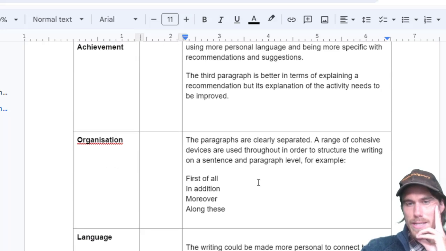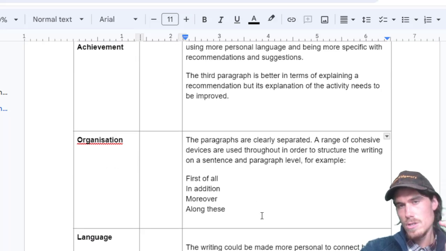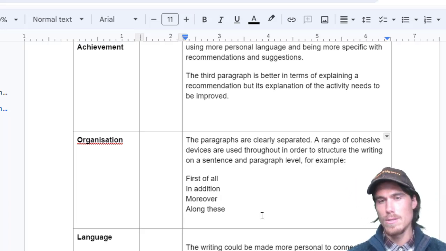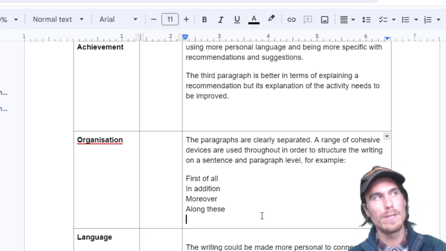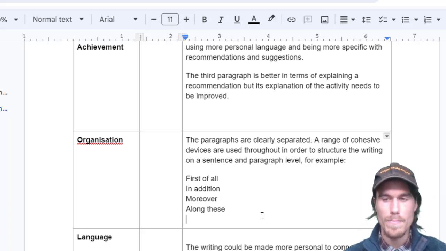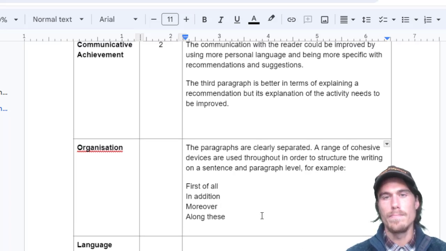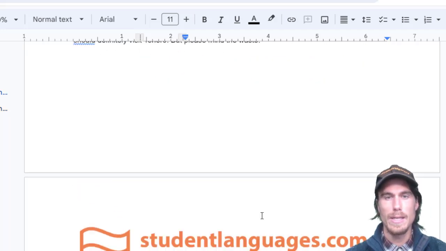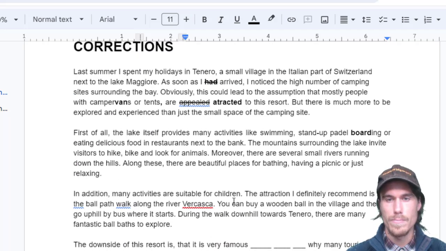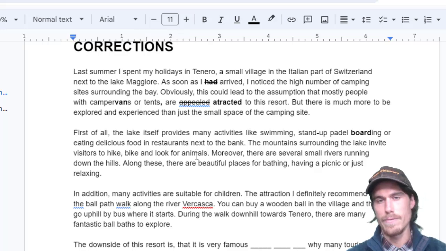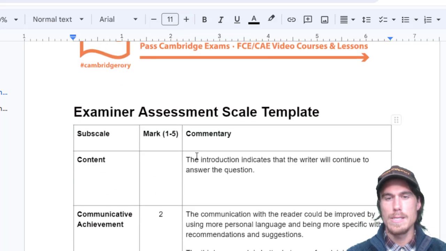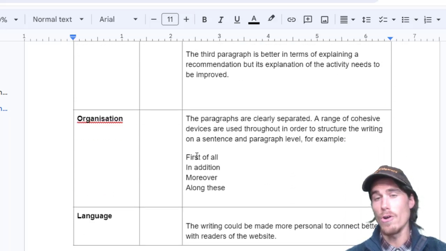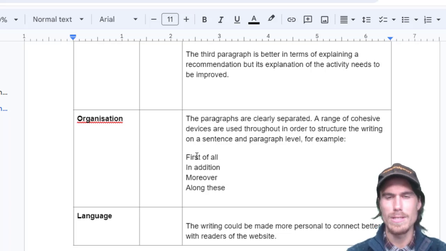The organization is good, the way it's structured, the paragraphs. It's obvious what you're trying to do with each paragraph. It's just the detail within the paragraphs which could be improved a bit to make them more clear sometimes that you're recommending, for example, in this second paragraph. But the organization of the paragraphs is good. It's just the details within which needs to be improved.